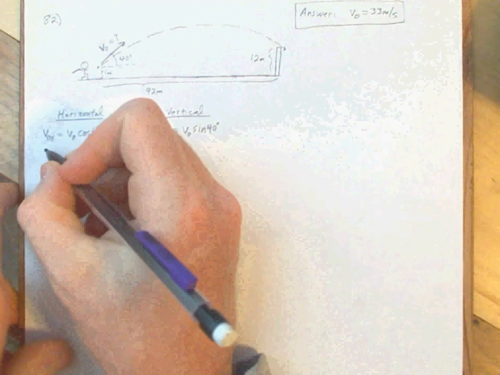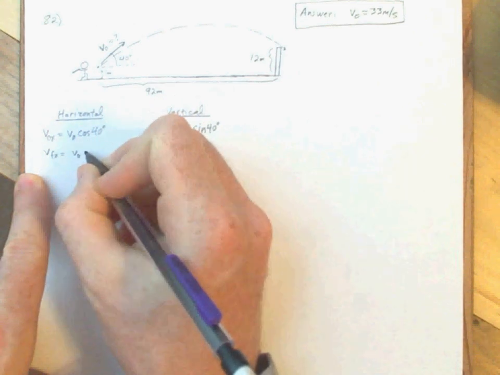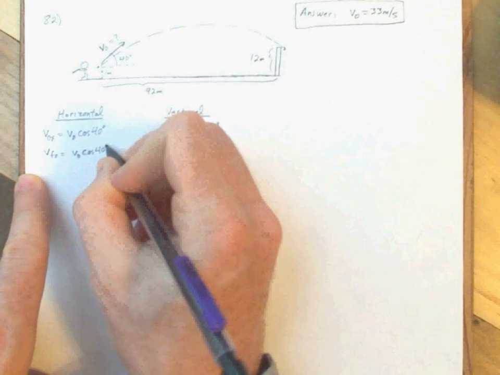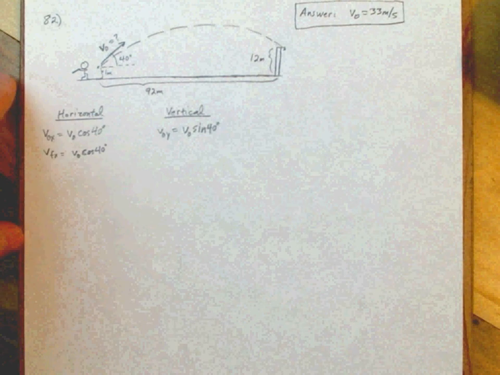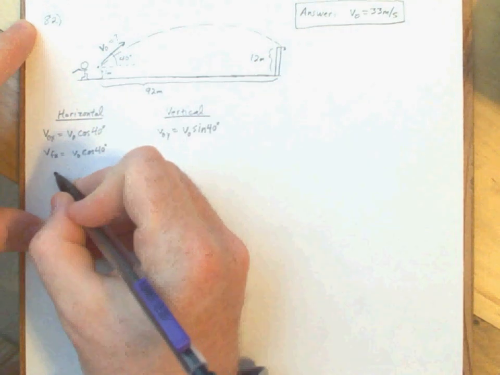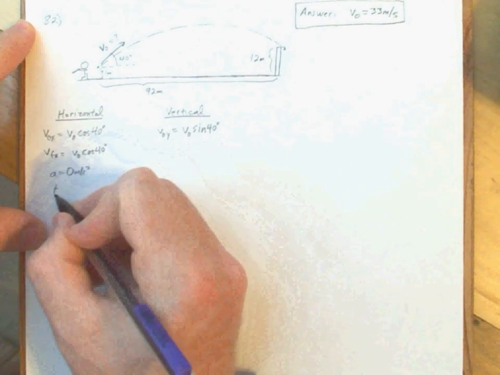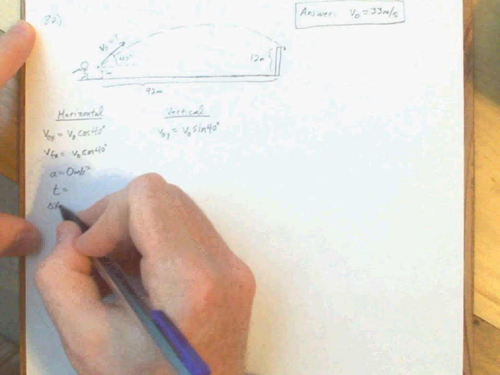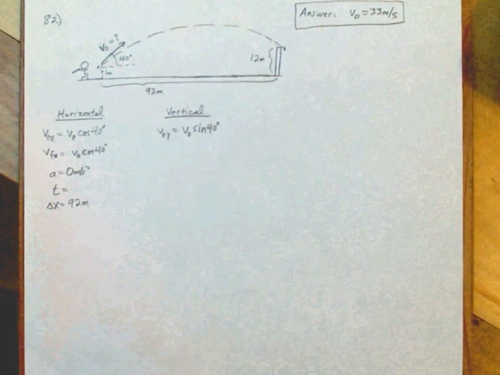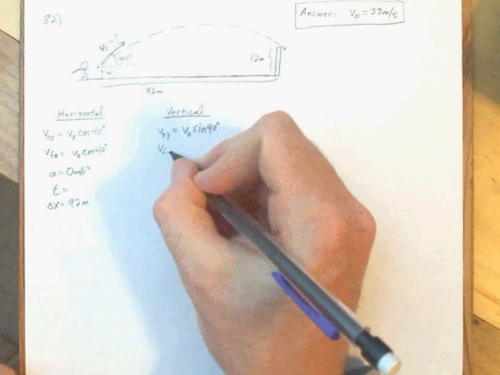Horizontally, our velocity stays the same the entire time because we're ignoring any air resistance or anything that would slow down the ball. And there's nothing pushing or pulling it to speed it up either, so that's our velocity the whole way. Our acceleration horizontally is 0 meters per second squared. Our time in the air, we don't know. How far has it got to travel horizontally? Got to go 92 meters. We know that.